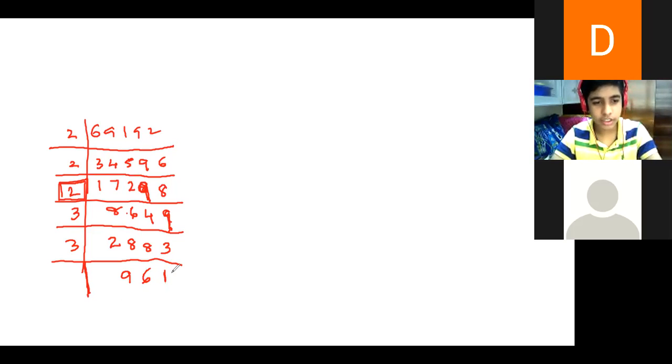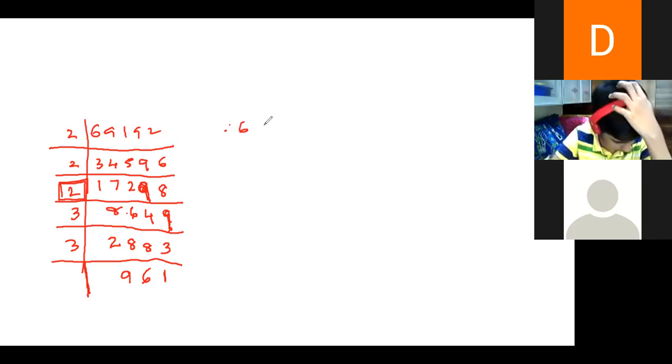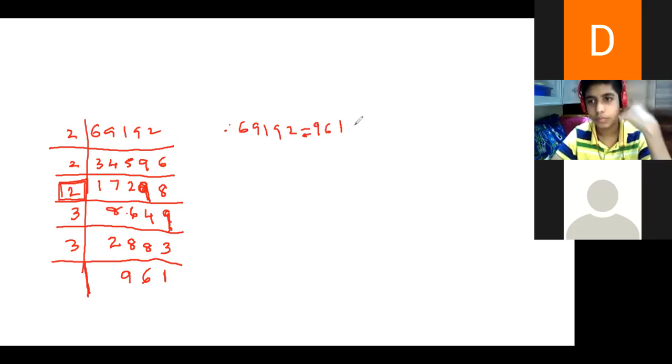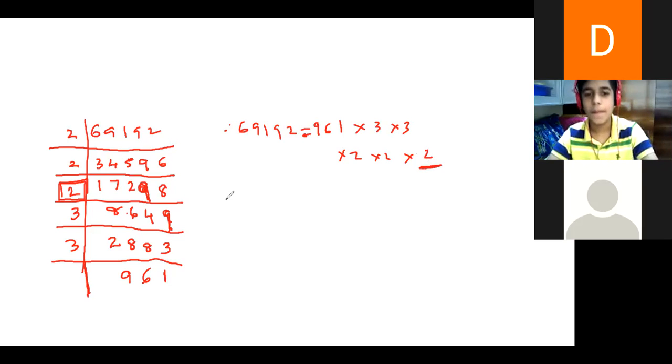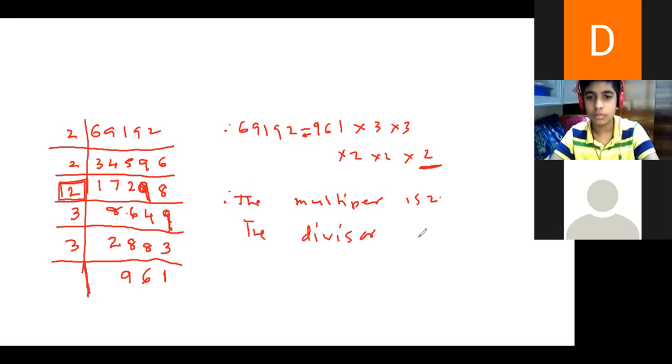Sir, I got that answer. We had done it just now. 31. You had multiplied 31 into 1. So this 961 is a perfect square. So now no need to do further. We can write 69192 is 961, which is a perfect square. So don't waste your energy. 3, 3 and 2, 2 and 1, 2. This is without coupling. Can I say the multiplier is 2? The divisor is also 2. The answer is done. Yes, Ashmit Pednekar, clear?